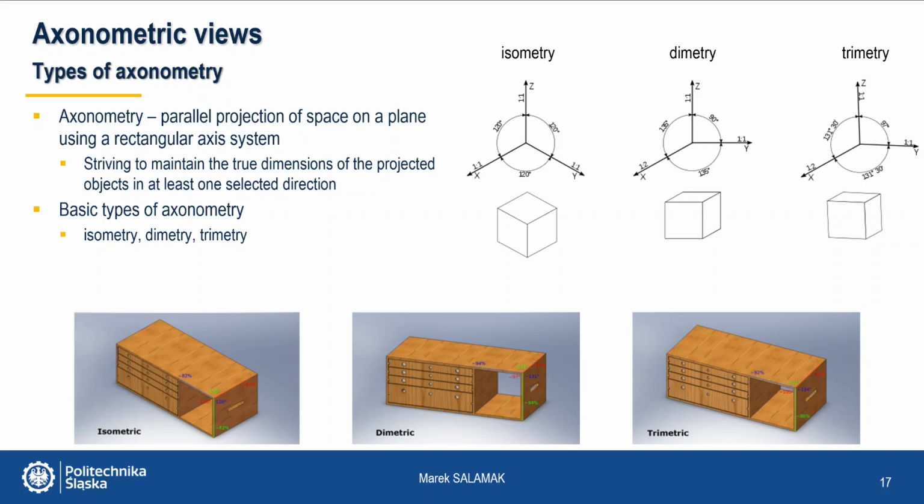Then we have dimetry, when two of the axes of a rectangular system form the same angles with the viewport, and therefore the coordinate system has the same abbreviation on at least two axes. And finally, we have trimetry, when each axis of a rectangular system forms a different angle with the viewport and is subject to a different abbreviation.